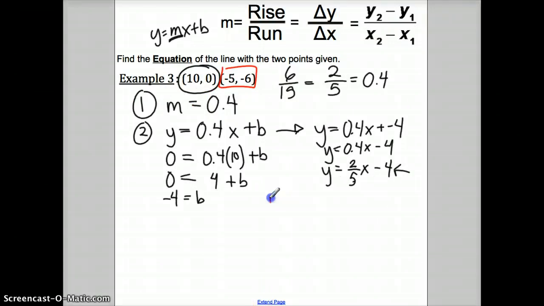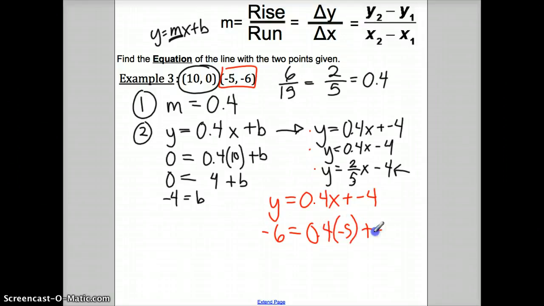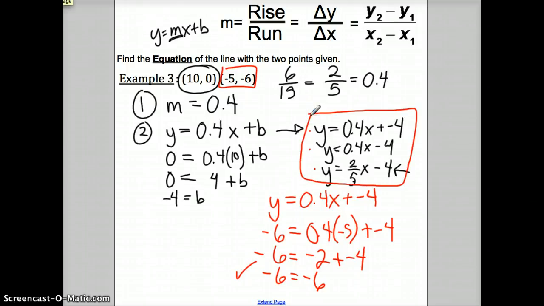So let's see, I have the rule y equals 0.4x plus negative 4. Use any of the forms of the rule that you see here to check my answer. So I'm going to put a negative 6 for y and negative 5 for x. Let's see, negative 6. 0.4 times negative 5 is going to give me negative 2 plus a negative 4. Looks like we're good. Negative 6 equals negative 6. So this is my equation. Any of these forms will be the correct answer on a test.